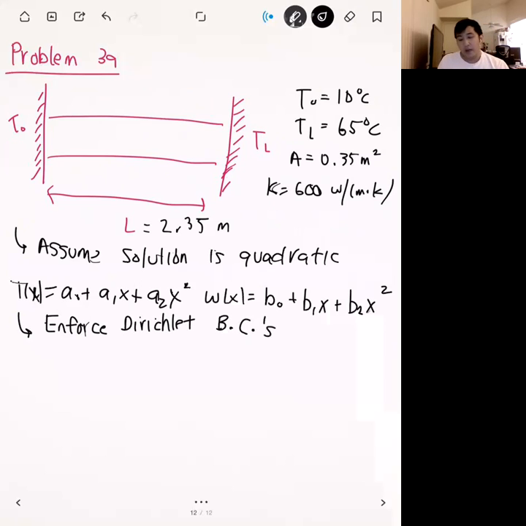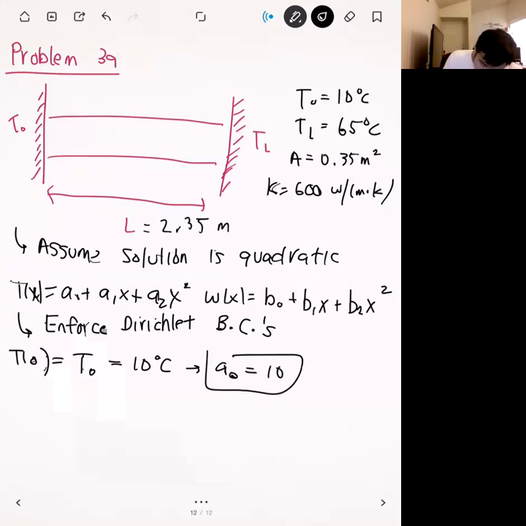Okay, and so this problem is unique compared to the ones that we did in class because this one has 2 Dirichlet boundary conditions. Okay? And so the first one is going to be the condition at 0, right? And so we say that T of 0 is equal to T naught, which is equal to 10 degrees C, okay? And so we plug in 0 into our T of x up here, and we simply just get A0, okay? And so A0 is going to be equal to 10, okay?